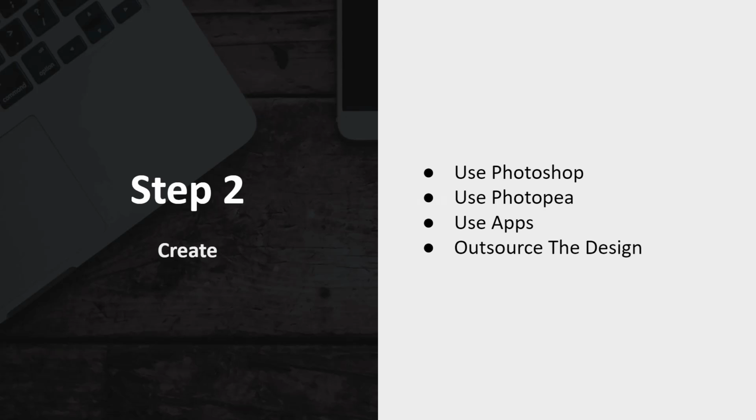Step 2, once you got some ideas, then you need to create them. So you're going to use Photoshop or Photopea, or you can use apps, or you can outsource the design. Photopea is pretty cool. It's actually a copy of Photoshop, but it's available for free. So you can definitely go there and check it out. Photoshop is only $10 a month. I use it pretty much every day in my business, so it's worth it. But Photopea is a good option too. And outsourcing, you can hire a designer, or you can go to a place like Fiverr and get it done too.